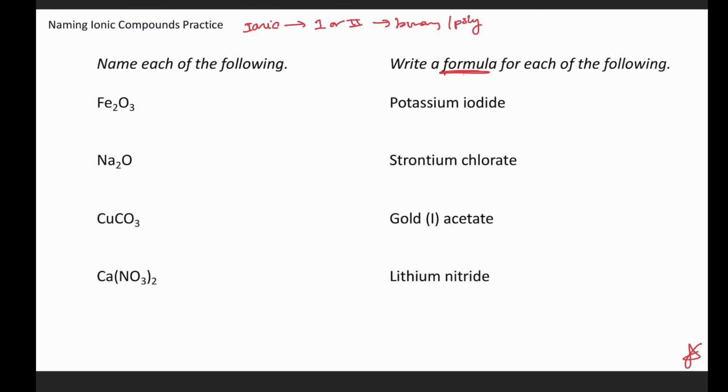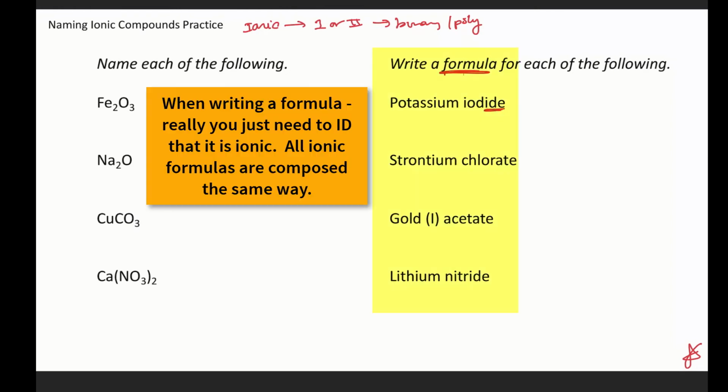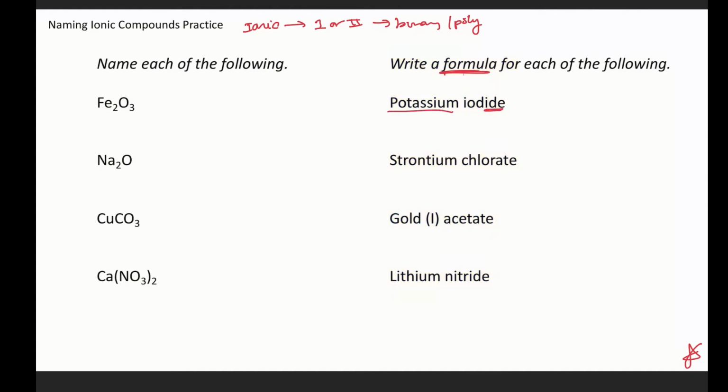So potassium and iodide, right? So iodide is a clue, right? What does that tell you? Right, it tells you that it's binary, right? And potassium is a metal. Iodide comes from iodine, right? So we know that this is potassium, which has a charge of plus, iodine, which has a charge of minus, right? We would know that from looking at our periodic tables, right?